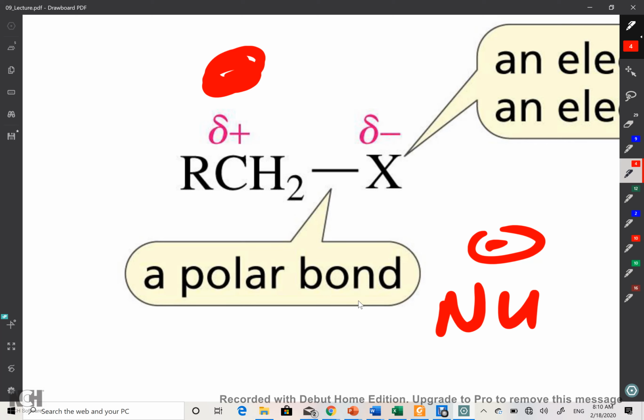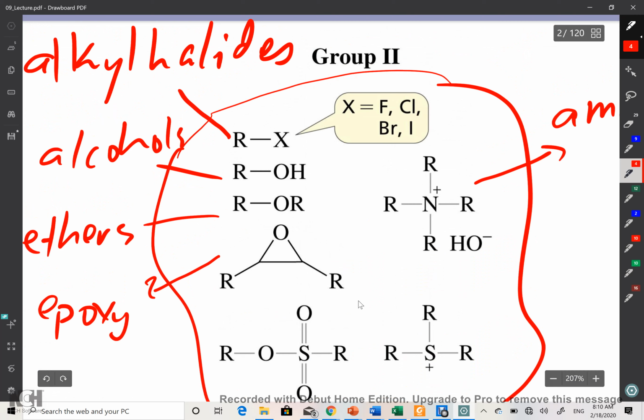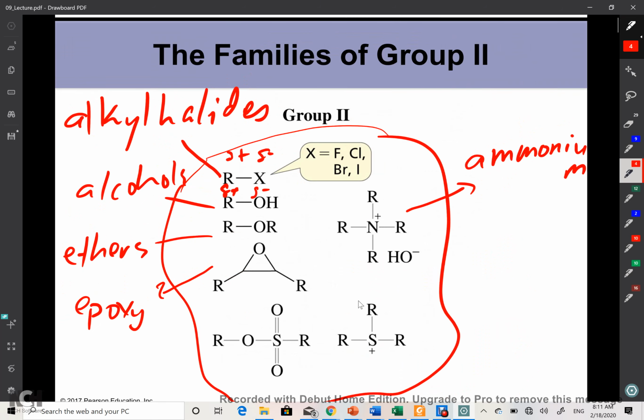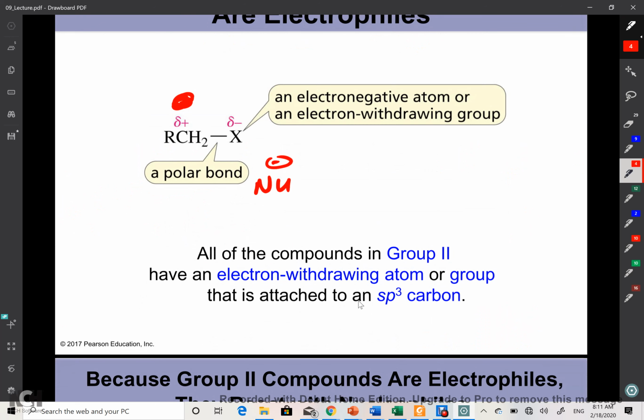So that's what is interesting with these group 2 families. All of them are like that. So those carbons, if we go back at the beginning, the carbons in this group 2 are all partially positive. Even here, this carbon is partially positive, and so on and so forth. So that's what makes their chemistry. Okay?